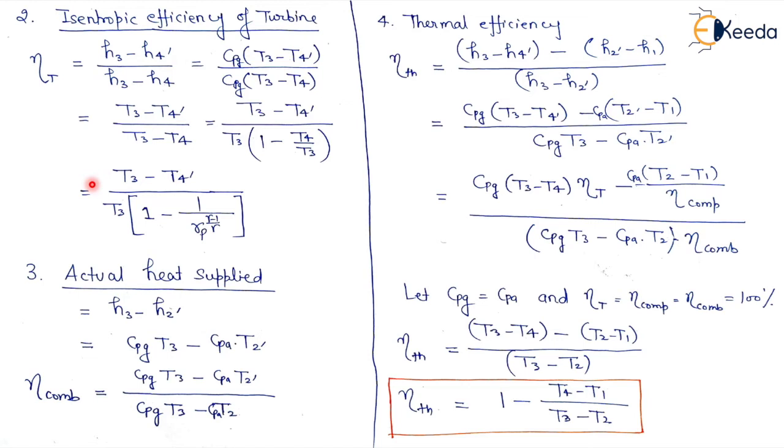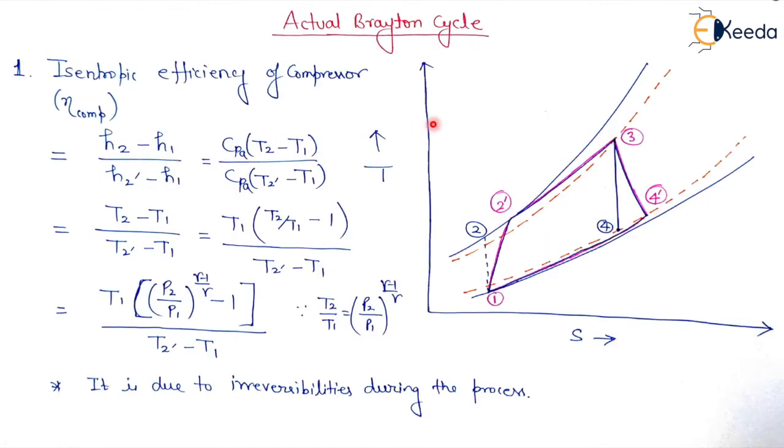Okay. Now let's see the efficiency of the combustion process. In this case, due to the losses, basically the combustion process should happen at a constant pressure, but due to the losses and irreversibilities, this process will not happen at a constant pressure. The pressure will reduce. You see here, from 2 dash to 3, pressure has reduced.